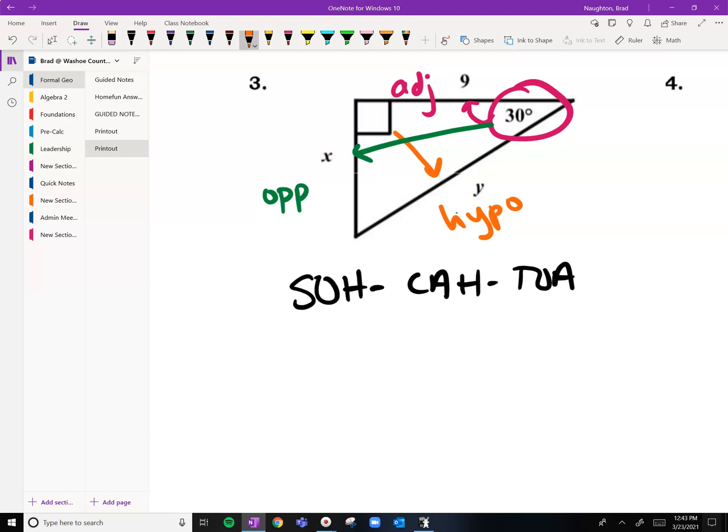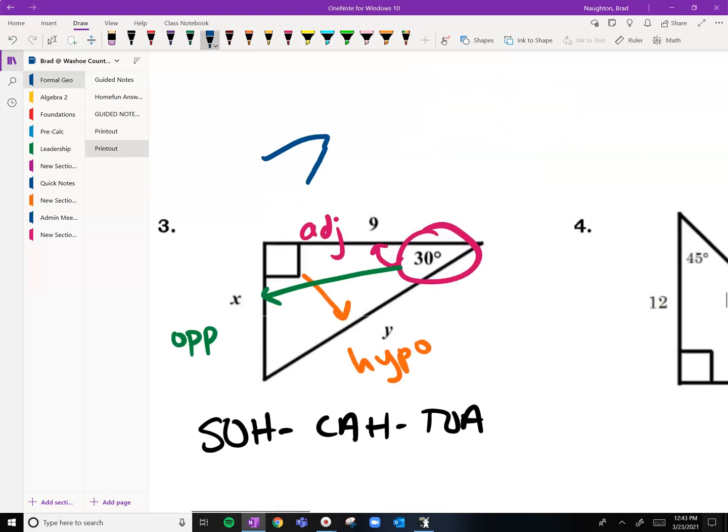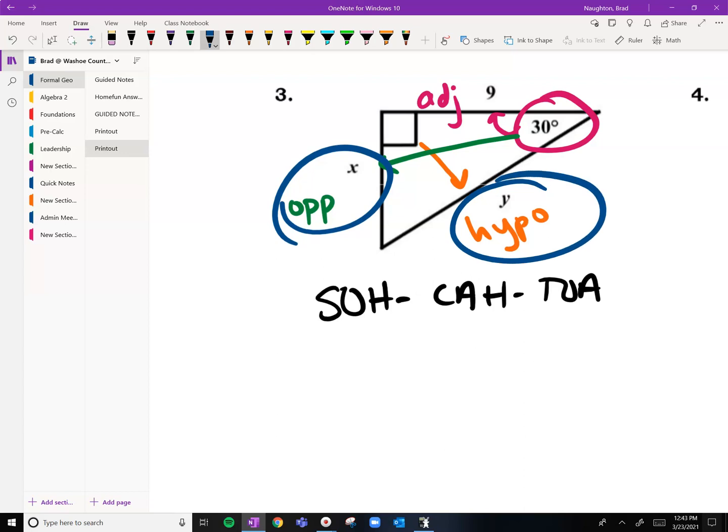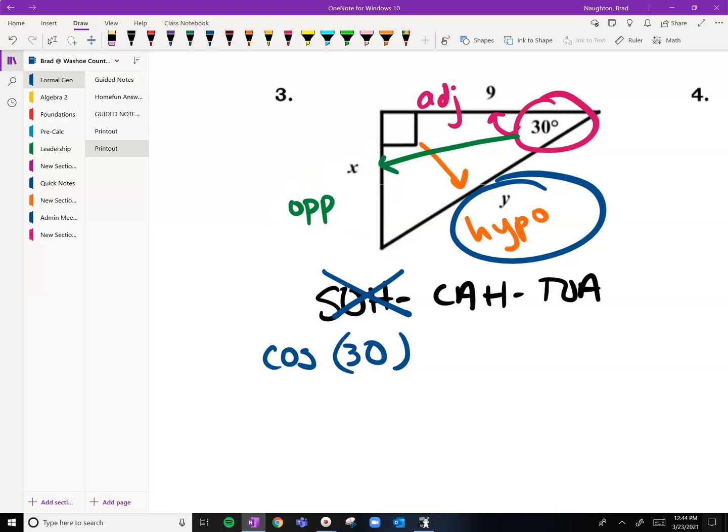So notice I have, whoop, I don't know why that moved up so quickly. This is opposite over hypo. So which one is going to have an opposite and a hypo? That means, ladies and gentlemen, we cannot use sine once again. So I'm going to use my cosine of 30 degrees. So notice that's going to be adjacent over hypo.